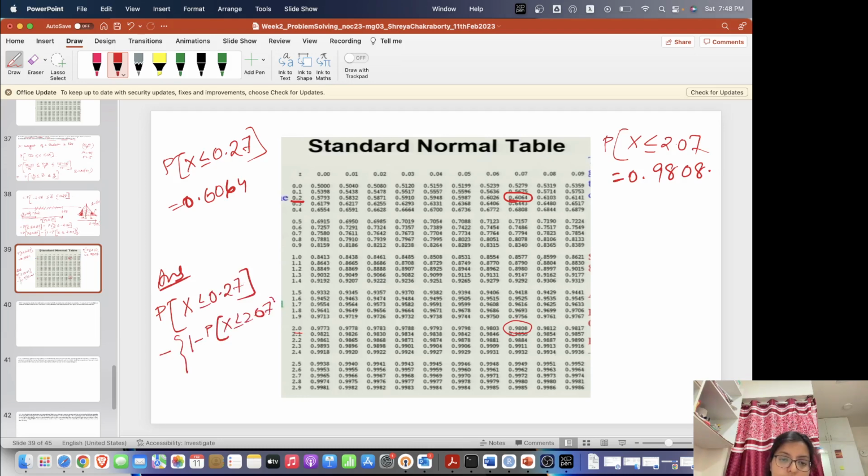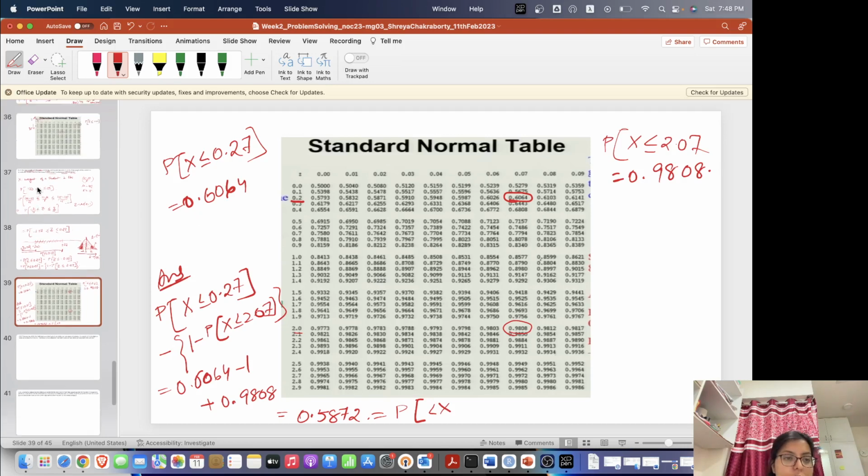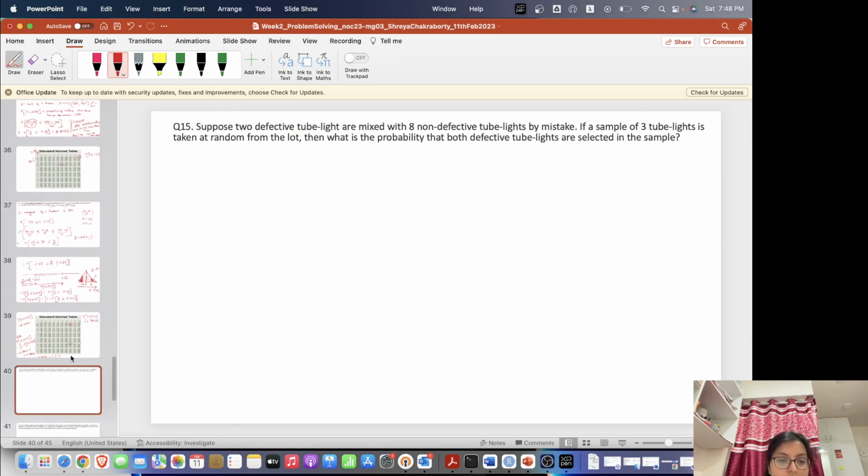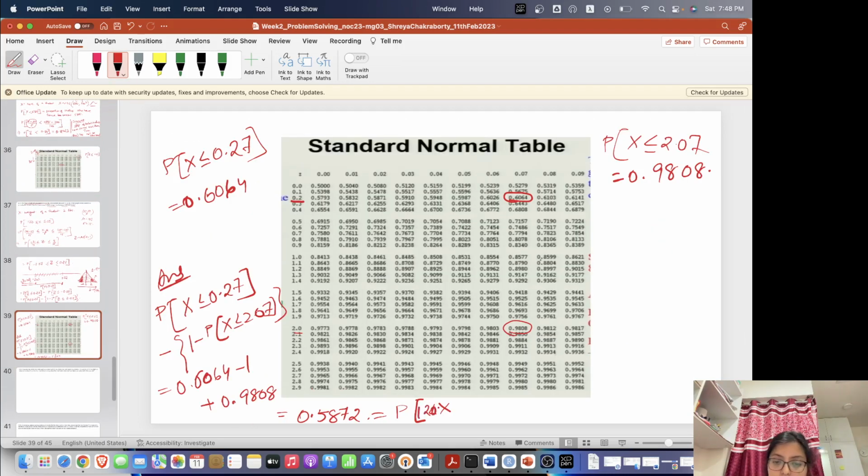or equal to 2.07. So this is nothing but 0.6064 minus 1 plus 0.9808. So this will come around 0.5872. That is the probability of x lying between these two ranges, 120 and 155.